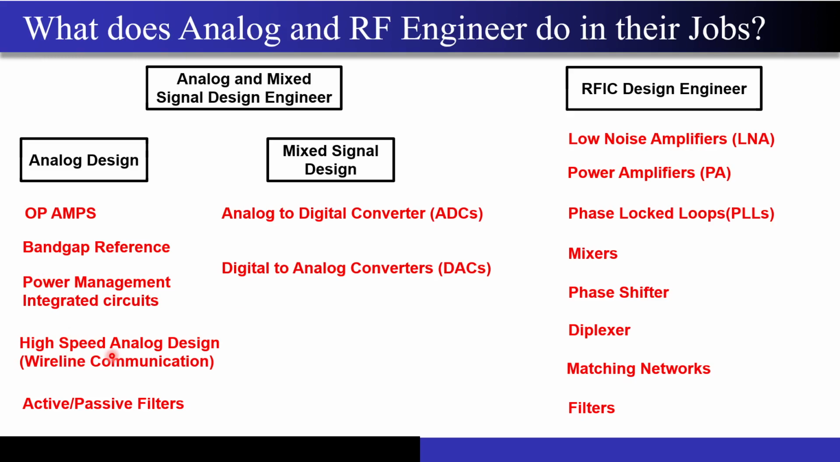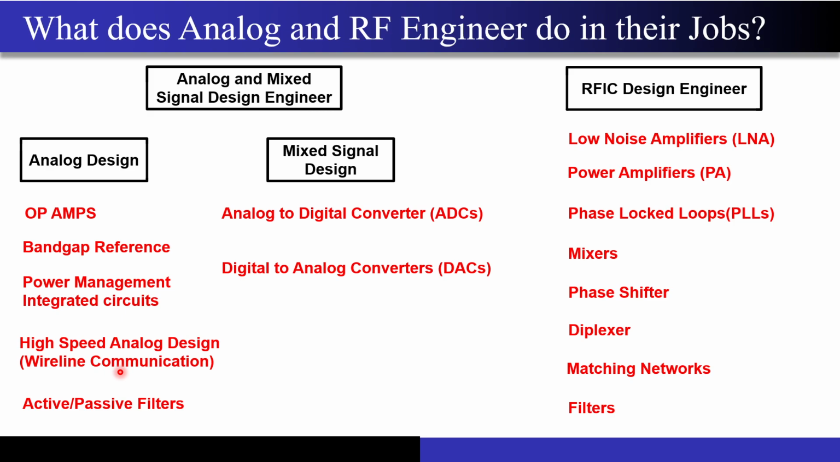Now the next one is high speed analog design, that is, wireline communication. Now you know that if you have a chip, there is a processor, there is a memory, and there is a very fast communication that needs to happen between the processor and the memory, so that there will not be any delay. When the processor has to perform something, it has to take the data from the memory, and again has to store the data back into the memory itself. So it has to do this operation every cycle, right?